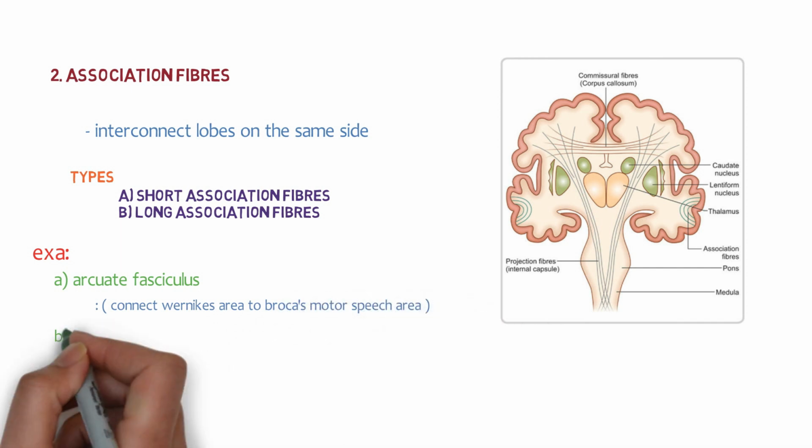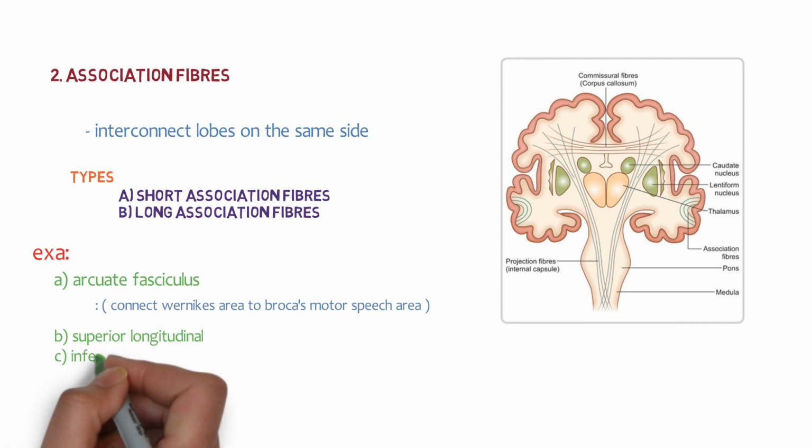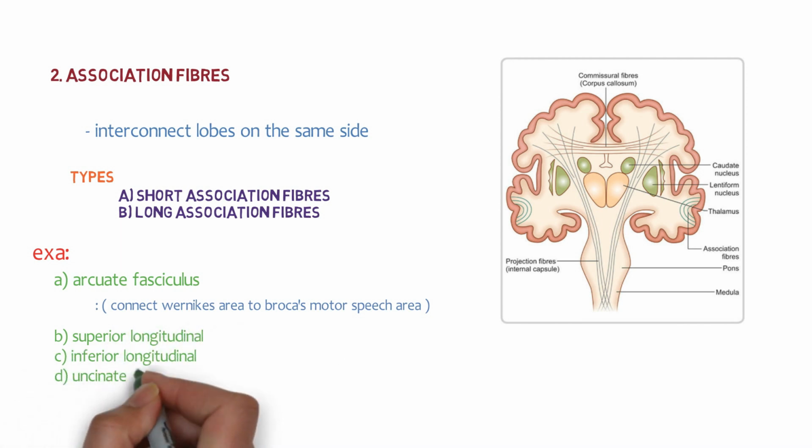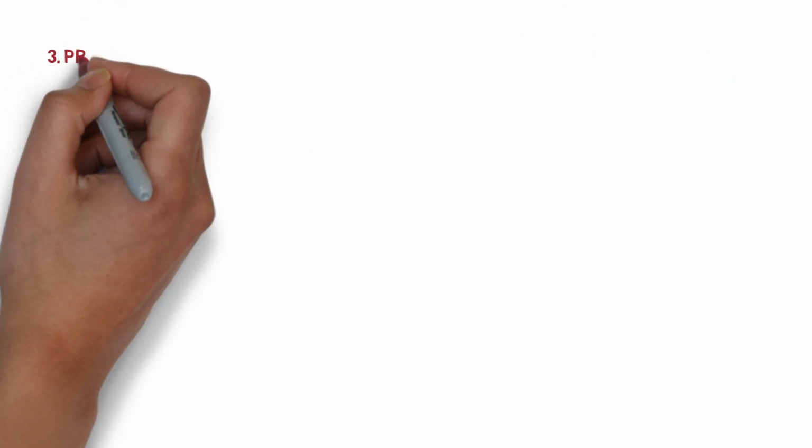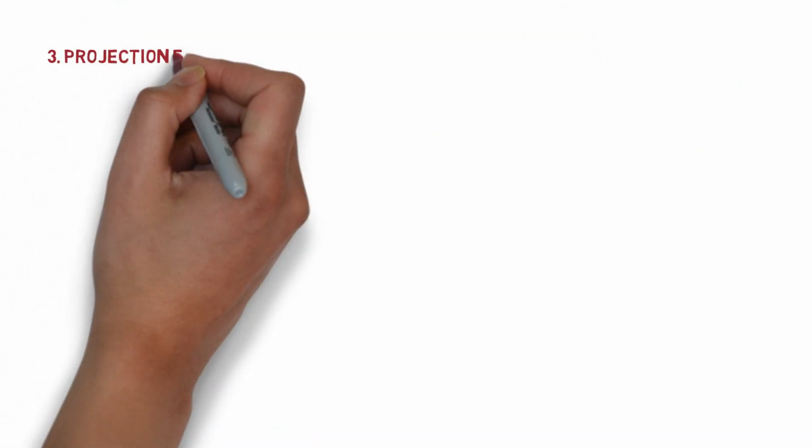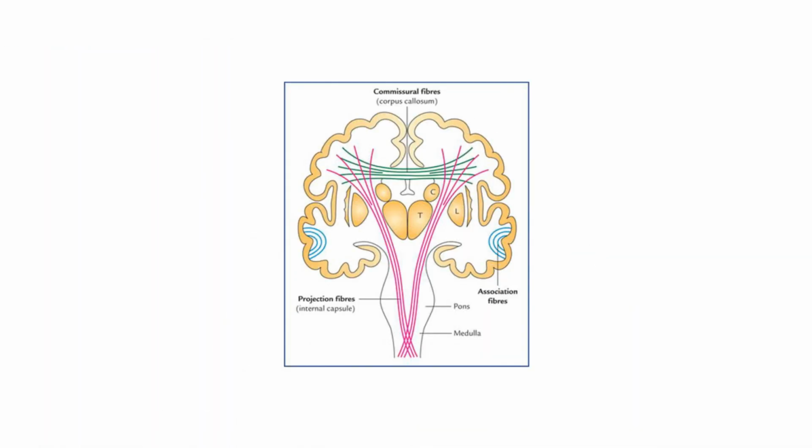The other examples are superior longitudinal fibers, inferior longitudinal fibers, and uncinate fasciculus, etc. And the last one is projection fibers. Look at this diagram. These are the projection fibers, which are highlighted in pink color. I said the commissural fibers connect the two cerebral hemispheres. Association fibers connect the same side of the hemisphere. And now look over this. This is the projection fiber.